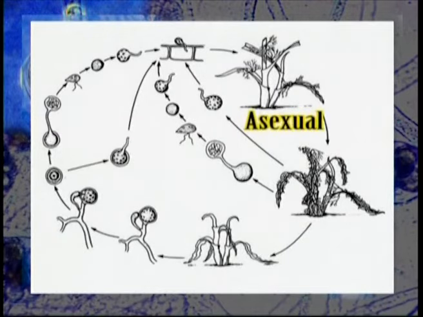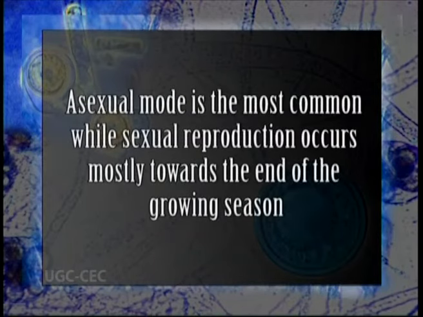Pythium reproduces both asexually and sexually. The reproductive phase sets on before the death of the host in case of parasitic species. However, asexual mode is the most common, while sexual reproduction occurs mostly towards the end of the growing season.